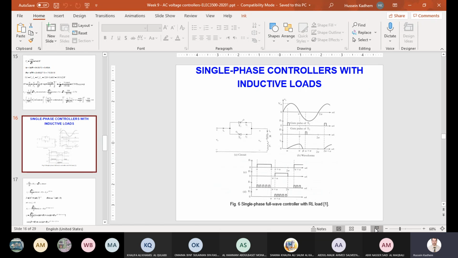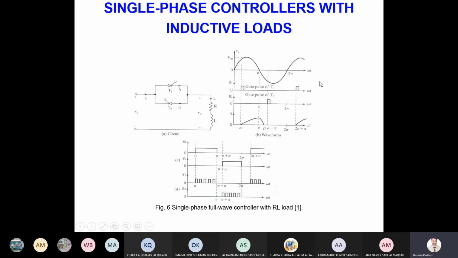Great. So let me go back. If thyristor T2 is not there, we have AC here, and we have one thyristor and one resistance and inductance. What do we call this circuit? Do you remember? We studied this circuit before.